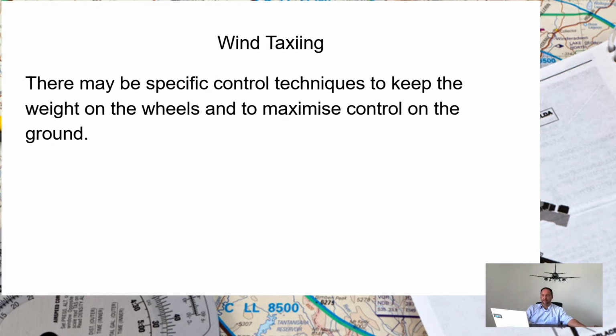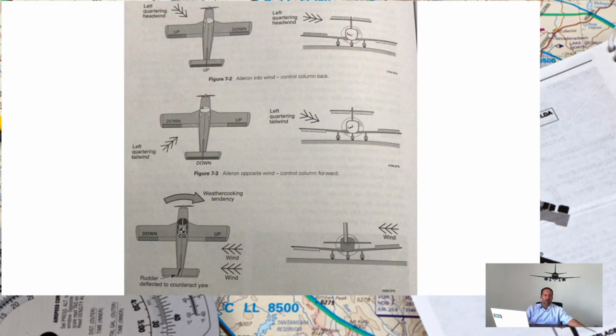Wind during taxiing. There may be specific control techniques to keep the weight on the wheels and to maximize control on the ground. I took the image from my book. Here, on the top, the aircraft is facing towards us, and it is receiving the wind from its right side.